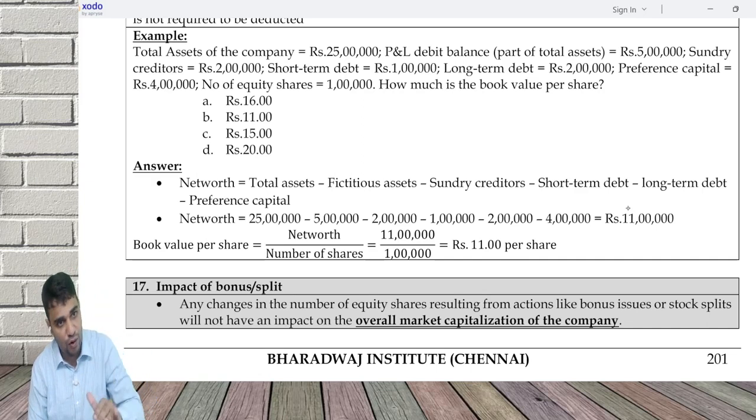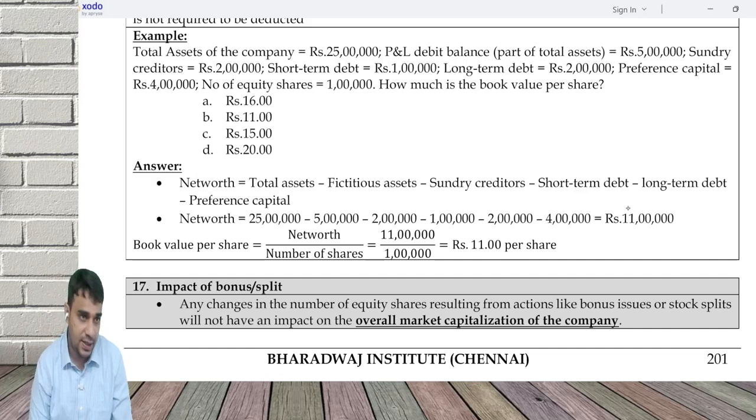PAT into P multiple. Because what happens if you do a bonus? Share price falls, number of shares go up. If you do a split, share price further falls, number of equity shares go up. So overall value of the company is going to remain same whether you do a bonus or you do a split. But yes, EPS will fall, MPS will fall, but value will remain same.